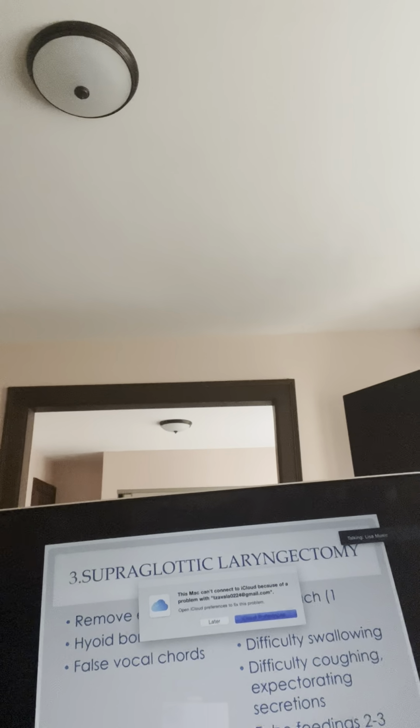All right, and there's a couple risks. And the risks for the supraglottic is aspiration and possibly bleeding.